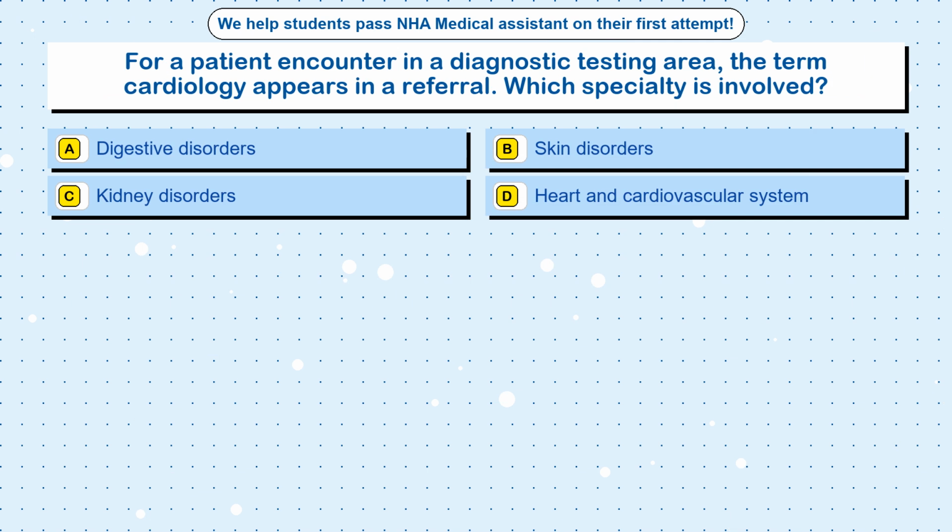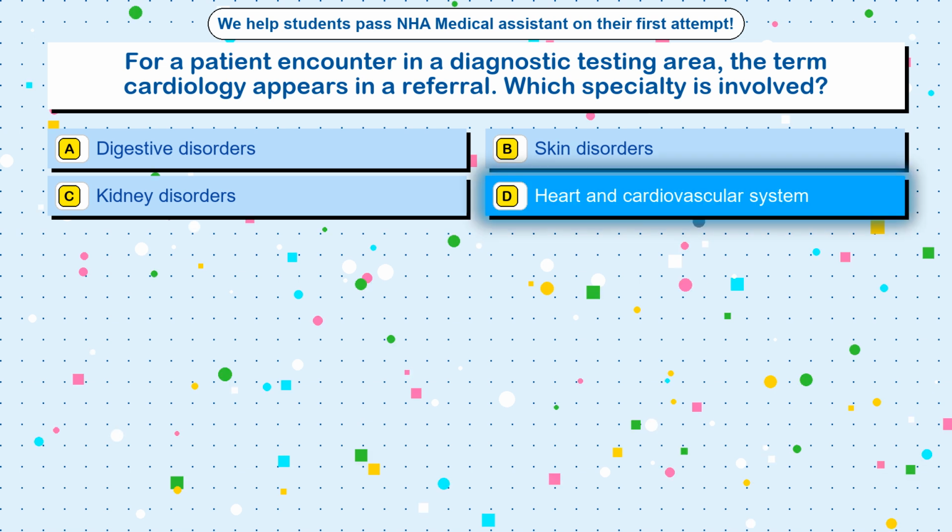Question 42. For a patient encounter in a diagnostic testing area, the term cardiology appears in a referral. Which specialty is involved? Option A, digestive disorders. Option B, skin disorders. Option C, kidney disorders. Option D, heart and cardiovascular system. The correct answer is option D, heart and cardiovascular system.